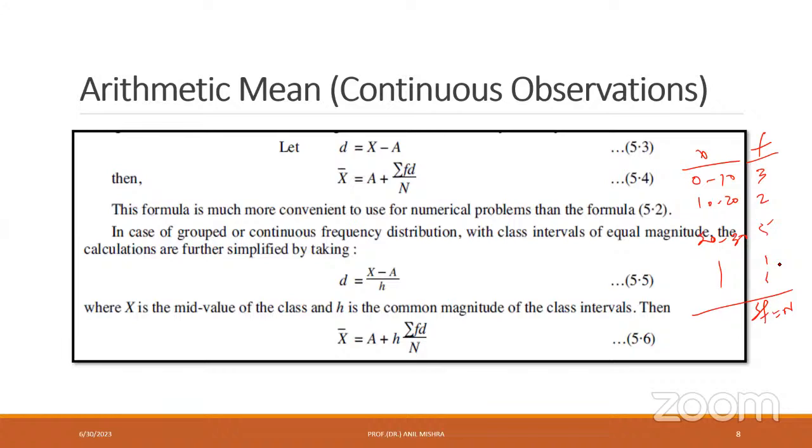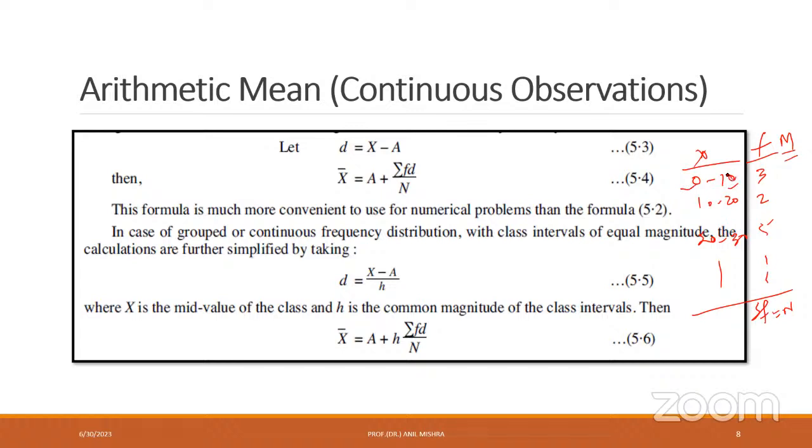If it is a continuous series, then how to calculate the value of the mean? Now, first of all, we have to calculate the deviation. How do we find out the deviations? Before proceeding with the deviation, you first calculate the midpoint. What is the midpoint? Midpoint means the lower limit plus upper limit divided by 2.